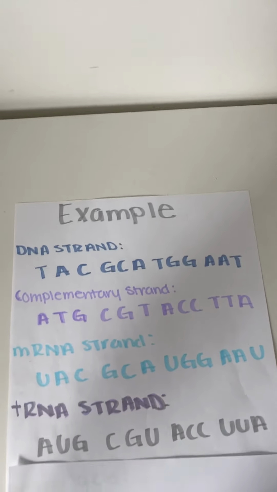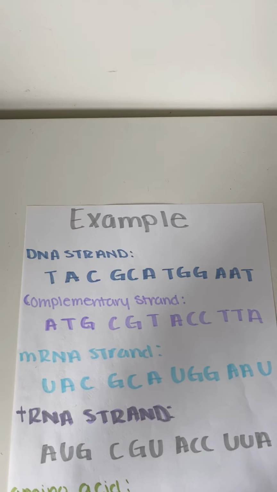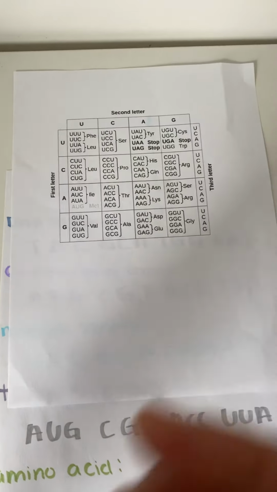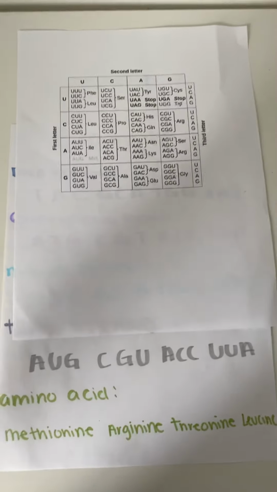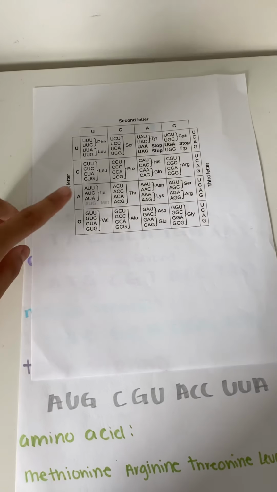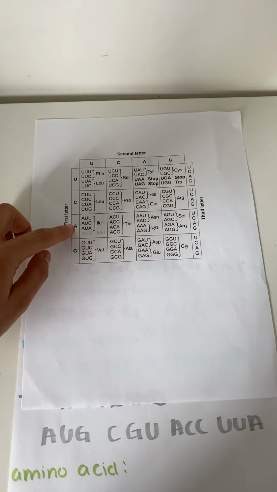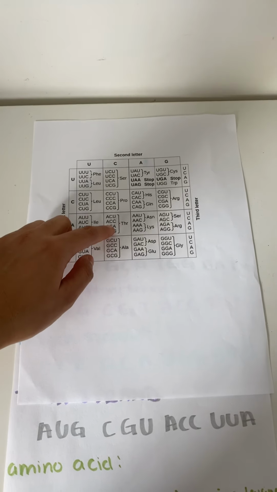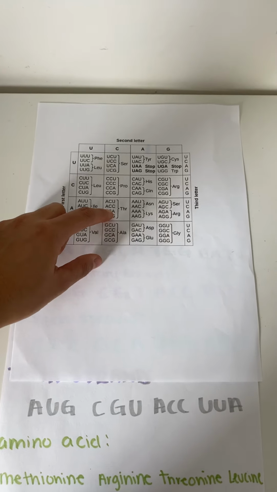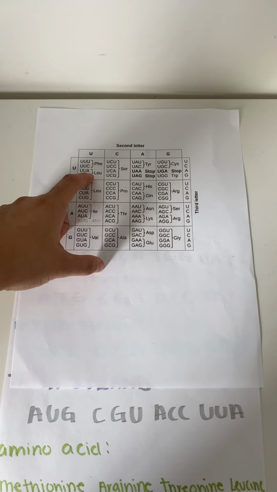So, the chart will look something like this. There's one that will have a circle. In this case, we'll use the square. Okay, so we will start with the first codon, AUG, which we find here is methionine. Then we have CGU, arginine. Then we have ACC, which is threonine, and our last one is UUA, which is leucine.